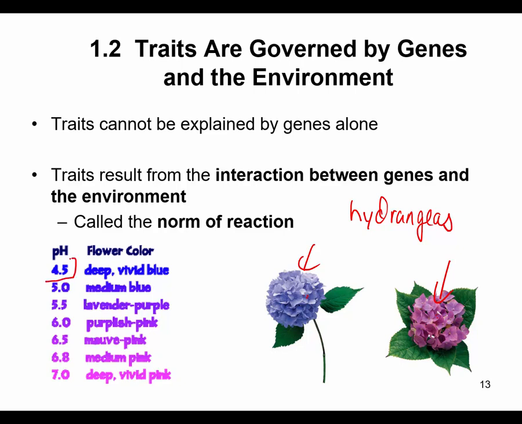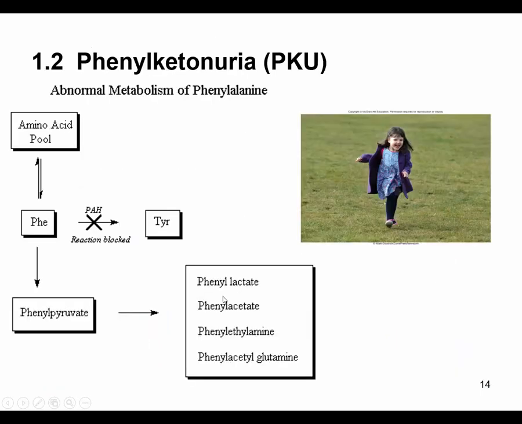You can see if the pH of the soil is very low at 4.5, you get a deep blue. But if the pH is neutral, you get pink. So with a given genetically identical flower, the environment plays a role on the readout of the genes. So we'll talk about nature versus nurture and the environmental role in gene readout.